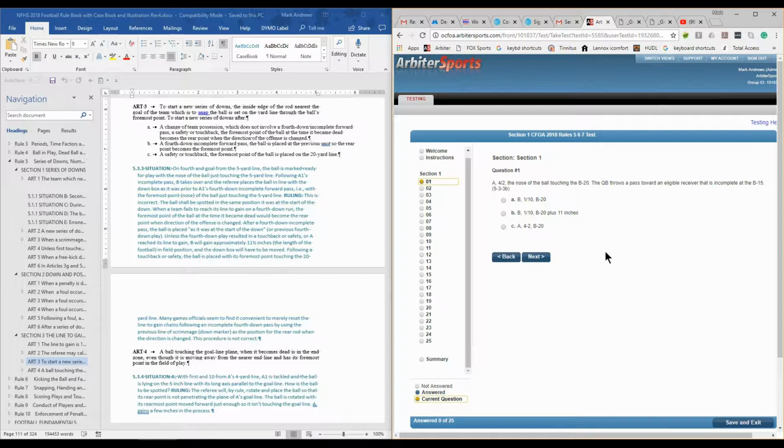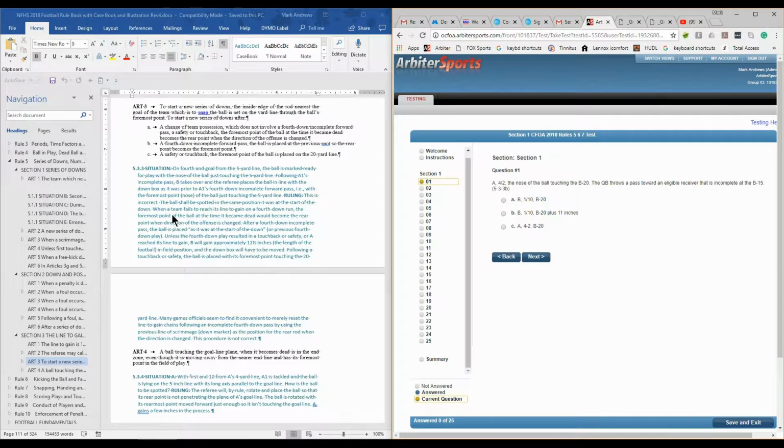Do we move the nose of the ball back to the previous, in other words, to the B20, or do we basically switch the down markers so that we move it up 11 inches, the length, 11 and a half inches actually, the length of the ball, and start there?